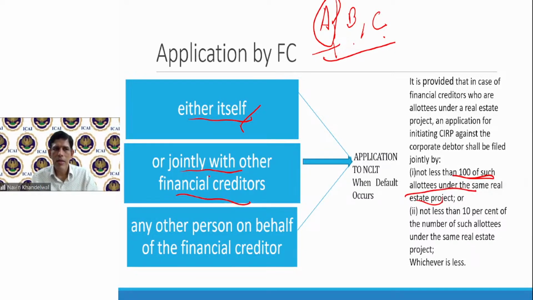then 100 of such people of project A should come together, not of A, B, C together, only of project A, or not less than 10% of such allottees under the same real estate project, whichever is less. For example, if the number of people who have been allotted is less, let's say 50, I cannot gather 100 people. So it should be 10% of the total number of allottees. But under the same project, they should come together and apply at NCLT. So this is an exam question.